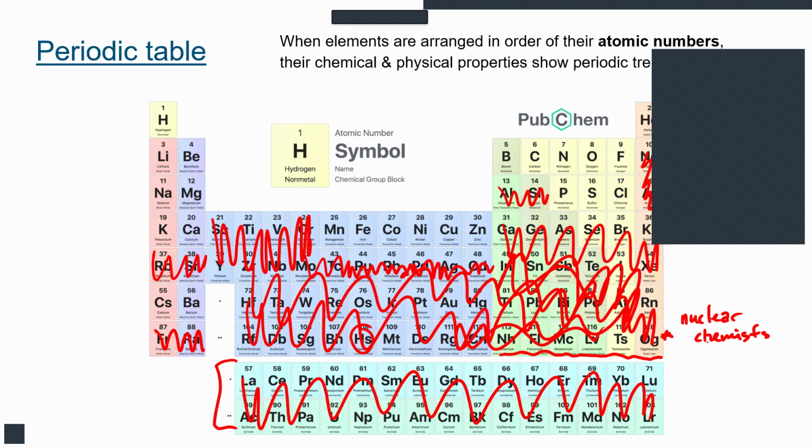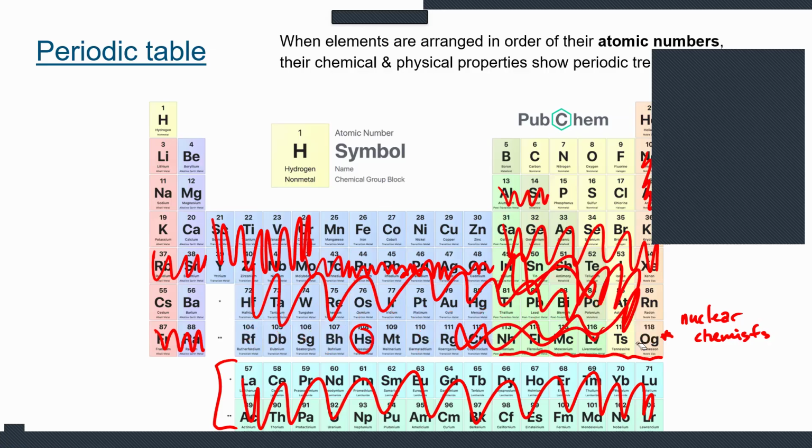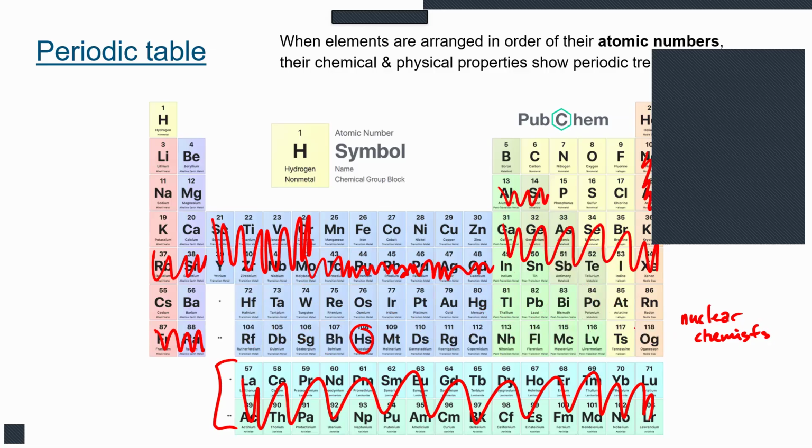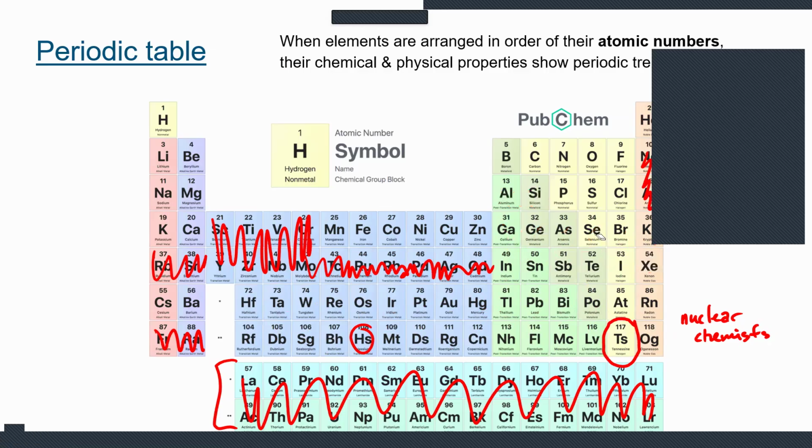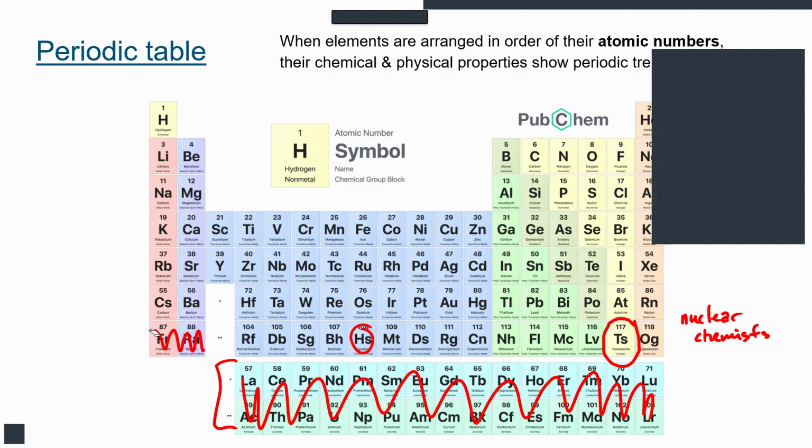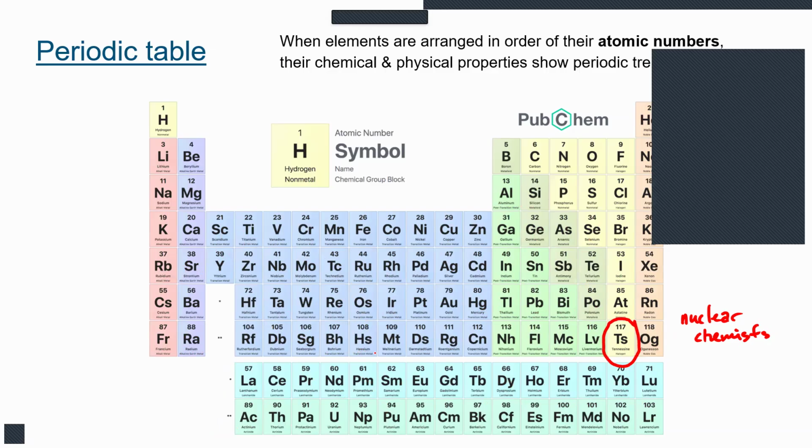But these down here, these nuclear chemists, those are ones that are fairly recently discovered. And one of the fun things about them is this right here, TS, or tennessine. Does anyone want to guess where it was discovered? Yep, Tennessee. At Vanderbilt University, they discovered it. Or not discovered it, but they stabilized it. And so as a result, they were like, well, we're going to call it tennessine because we are here in Nashville, Tennessee.